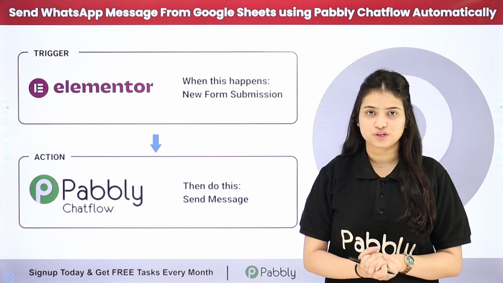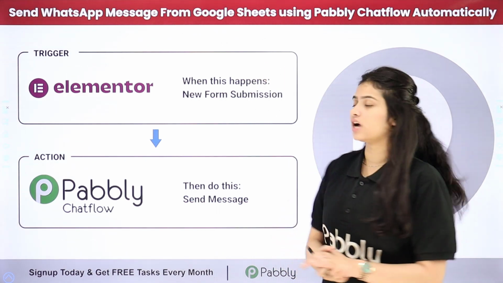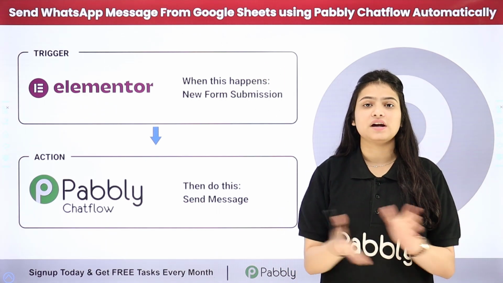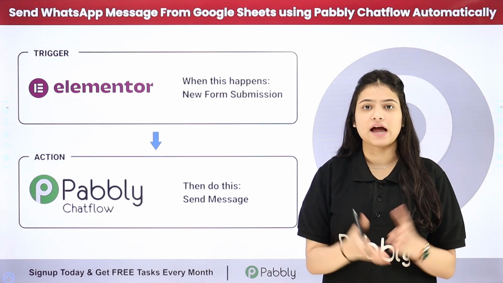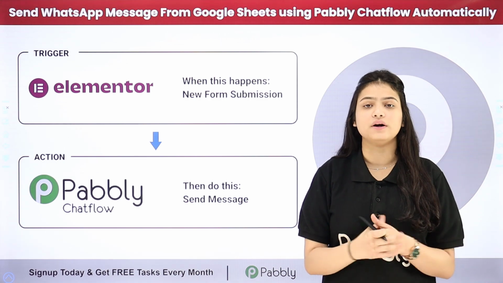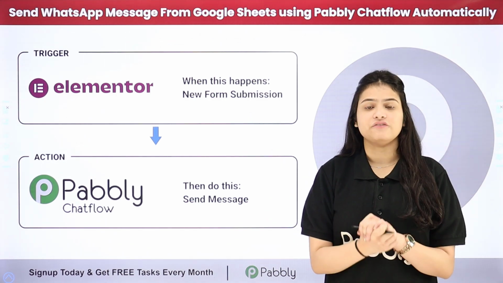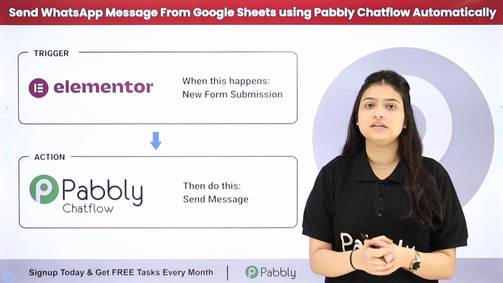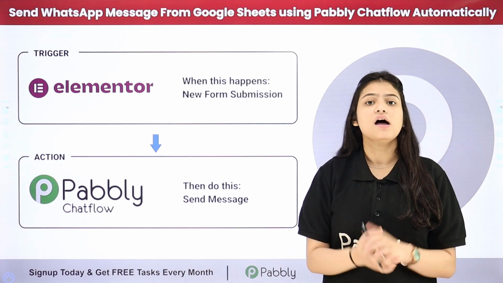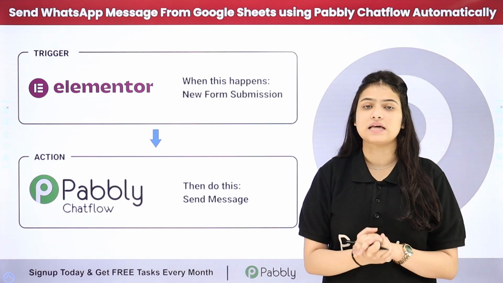In this video, we are going to learn how to send WhatsApp messages from Google Sheets using Pabbly Chatflow automatically. So here I am managing an event management company, and to generate leads for my company, I have created a special inquiry and contact form with the help of Elementor. Now my objective is that every time I receive a new lead through the form submission in Elementor, I want to instantly connect with that lead through WhatsApp by sending them personalized WhatsApp messages.